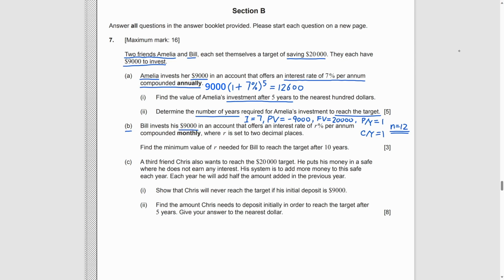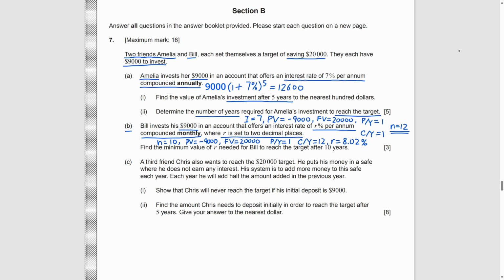Part B. B invests 9,000 with interest rate R% per annum, compound monthly. R is set to be 2 decimal places. Find the minimum value of R for B to achieve her goal after 10 years. By calculator, N is 10, PV is negative 9,000, FV is 20,000, P/Y is 1, and C/Y is 12. Since it is compound monthly, so we get 8.02 for R.